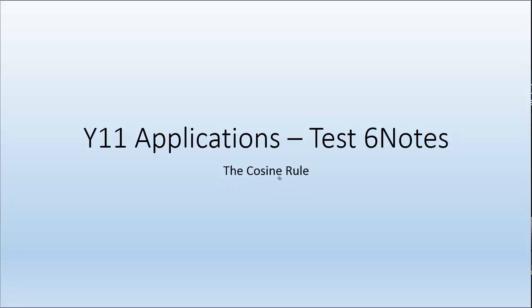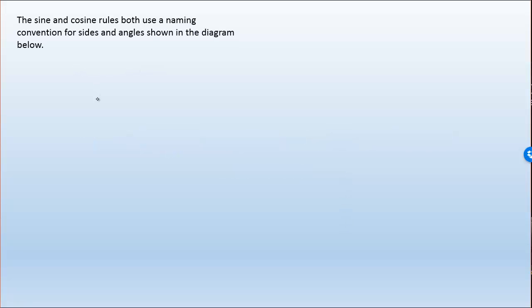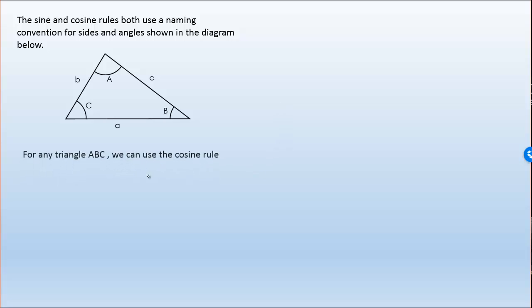The cosine rule, which also applies both in right-angled and non-right-angled triangles, and you'll see its similarity to Pythagoras' theorem in a moment. The same triangle we used for the sine rule, where if we have side A here, angle A is opposite, and the C's are opposite each other and the B's are opposite each other, as we can see. For any triangle ABC, we can use the cosine rule.